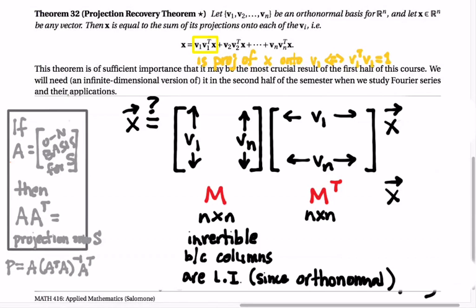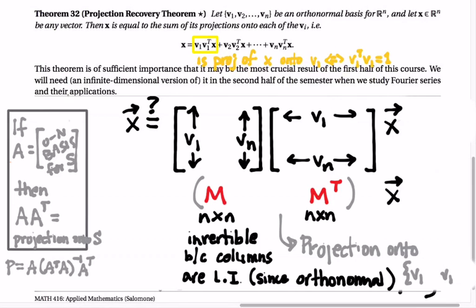But if the columns of A are orthonormal, then this whole inverse of A transpose A in the middle just drops out, and we're left with A times A transpose. So M transpose is therefore a projection matrix. It's a projection matrix onto the vector space spanned by V1 up through Vn, because the V1 up through Vn are orthonormal.